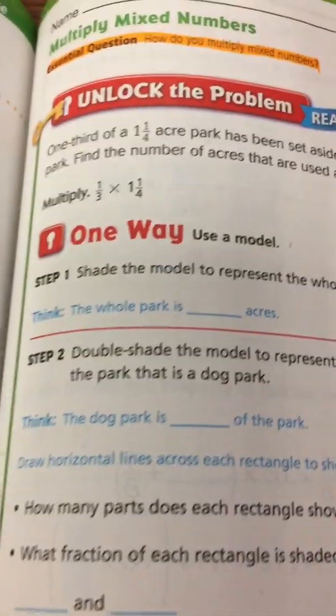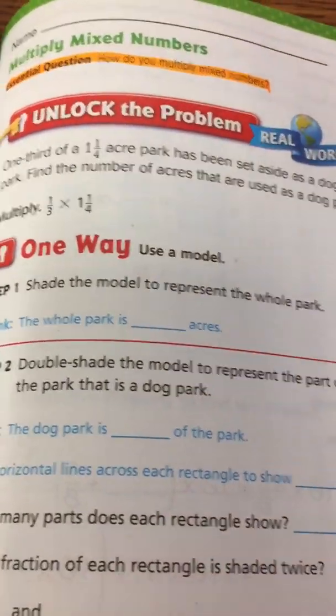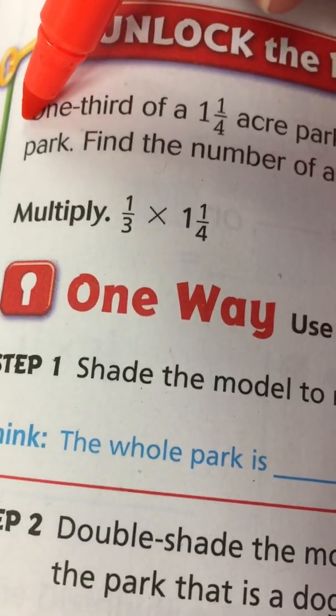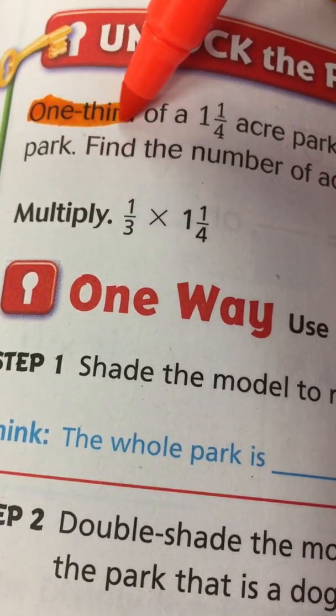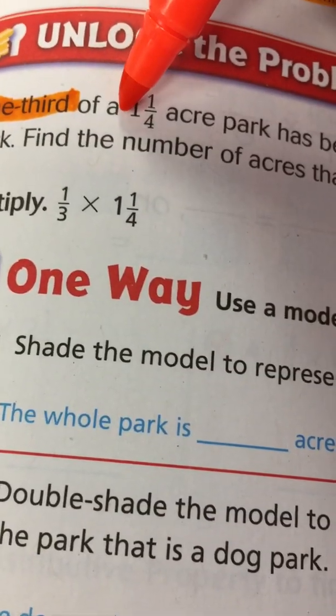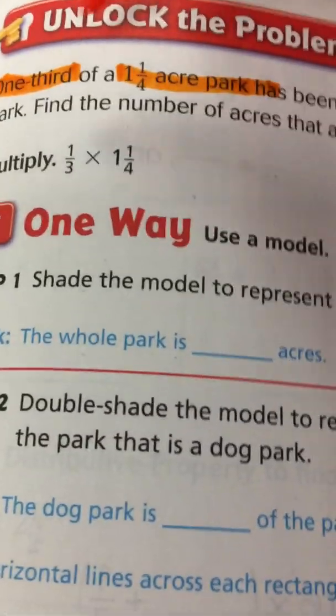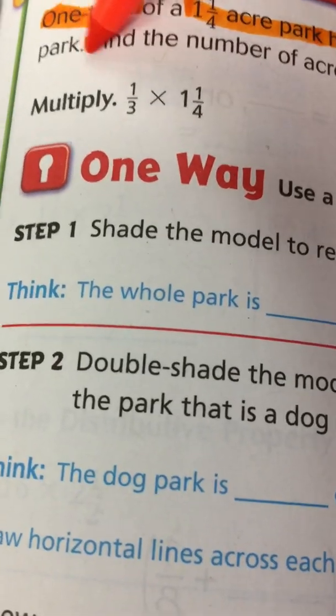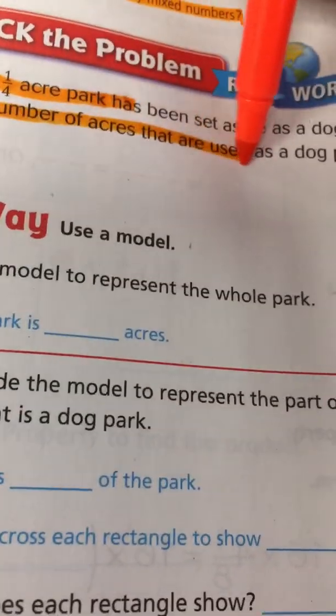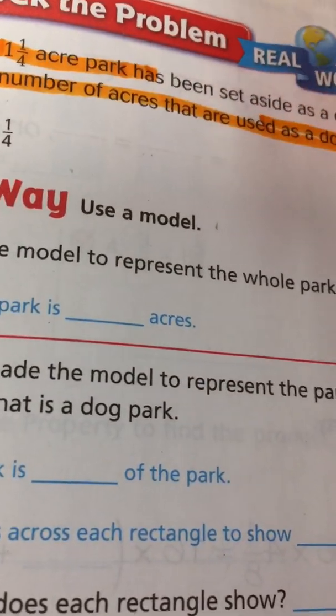Pause the video and do that. Or I'm going to do it with you right now. So one of them is 1/3. The second event is of a 1 1/4 acre park. And we are supposed to find the number of acres that are used as a dog park.